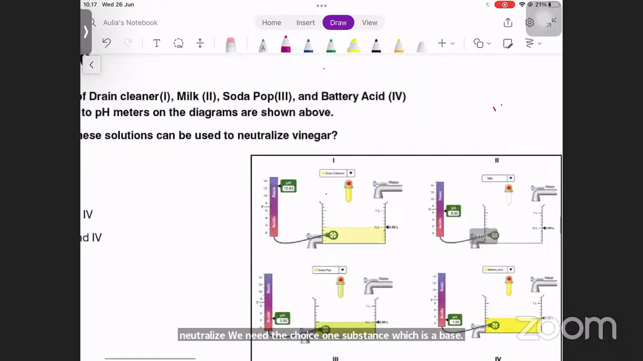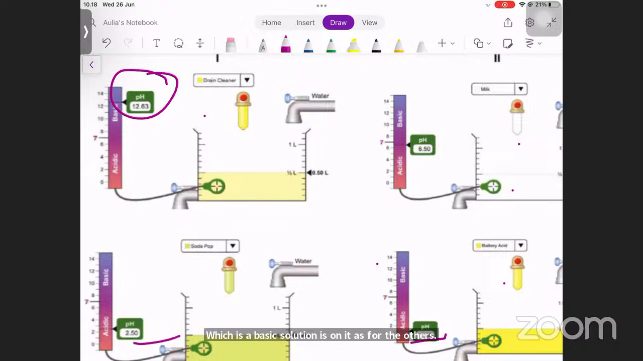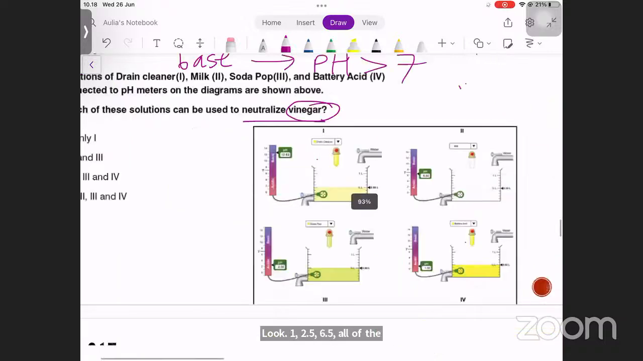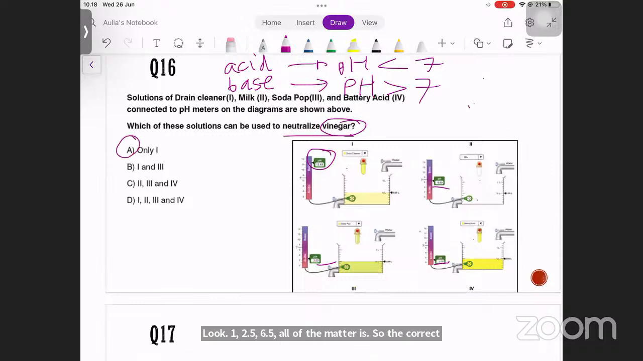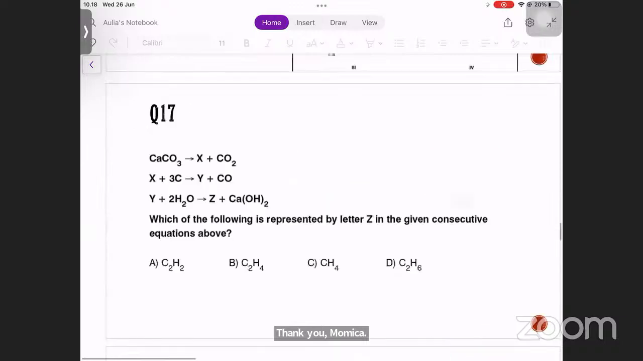So, among the four substances, the only one which is a basic solution is this because the pH is 12.63, which is a basic solution, isn't it? As for the others, look, 1, 2.5, 6.5, all of them are acid. So, the correct answer is A. Thank you, Naumika. Now we can continue to the next question.